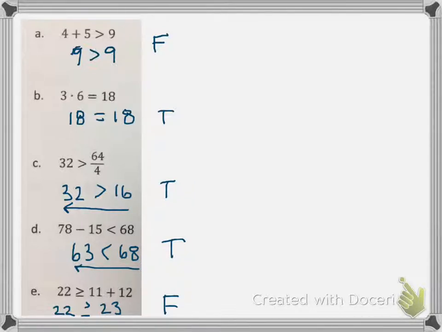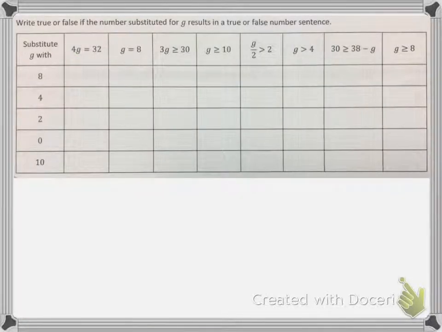Okay, so we remember what we looked at yesterday in Lesson 23 was trying to decide whether the statements were true or false. All right, now, today, we're going to do the same thing. We're going to decide whether it's true or false, but before we can do that, we're going to substitute a number for the variable g. So on the left-hand side here, they're going to give us some values for g, and in each column, we're going to substitute that number and see if the statement is true.